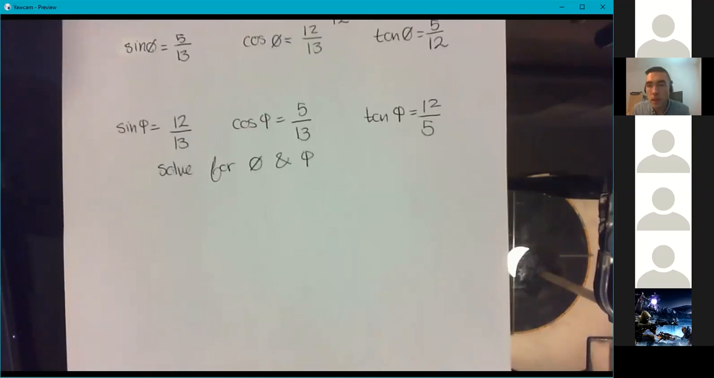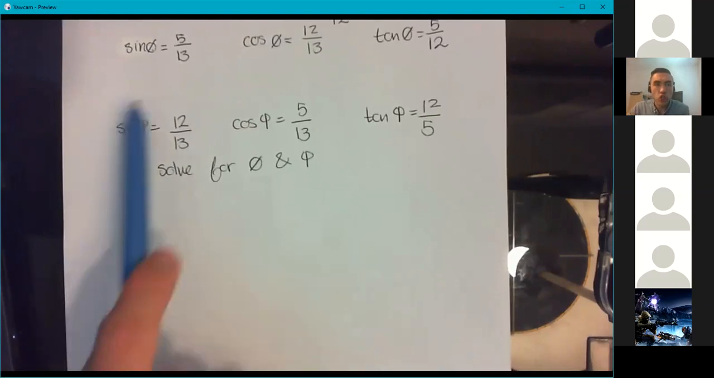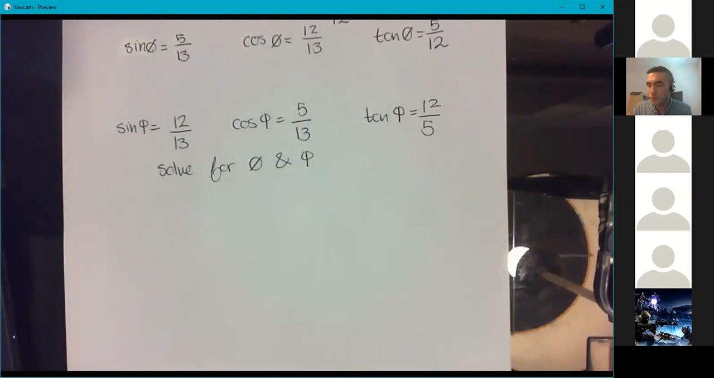Now, here's an important first step. I want to solve for theta. Should I use sine, cosine, or tangent?